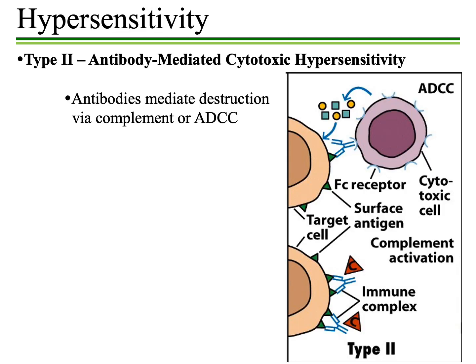Okay, let's transition a little bit into type 2 hypersensitivity, which is known as antibody-mediated cytotoxic hypersensitivity. In this particular case, antibodies mediate destruction of cells due to activation of the complement system, acute inflammation, and initiating ADCC. So this, in fact, is a cellular type of response that occurs, meaning that antibodies can initiate the ADCC mechanism and play a role in destroying cells in that process.